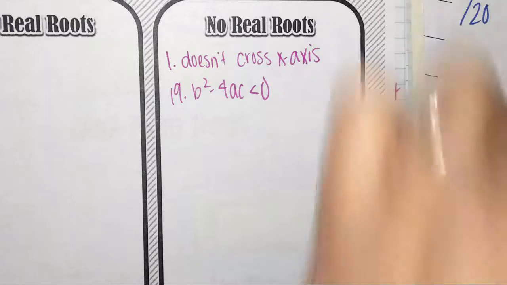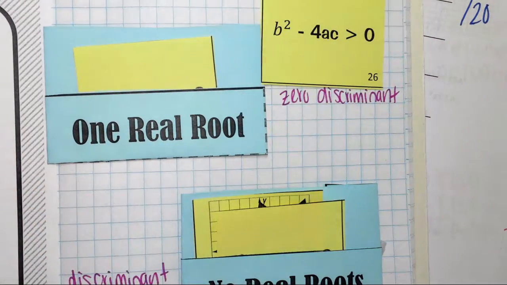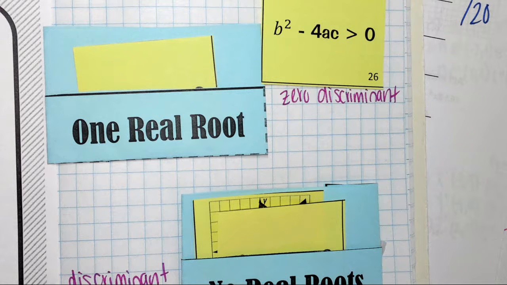All right, now find 26. Now find 26. Wait, can you tell what we put for number 19 though? Was that the reason why? All right, it says b squared minus 4ac is greater than 0. So it's in the pocket. It's less than 0.